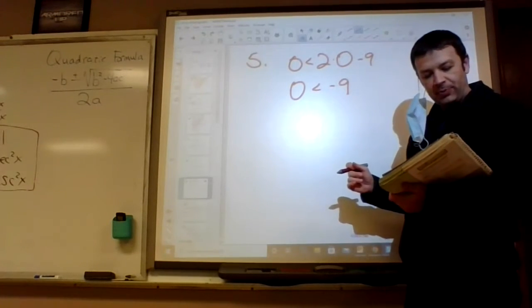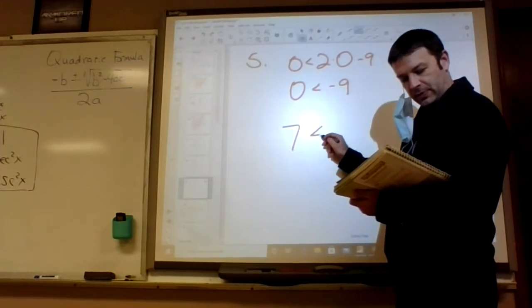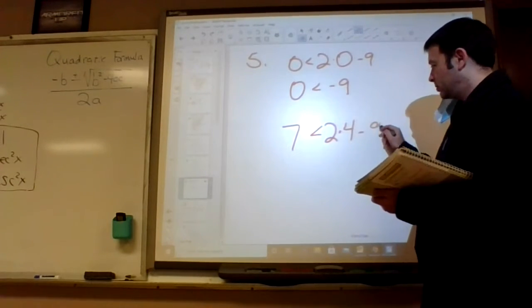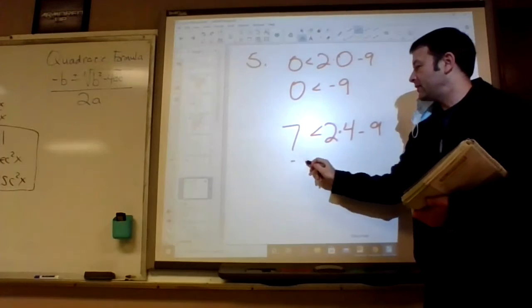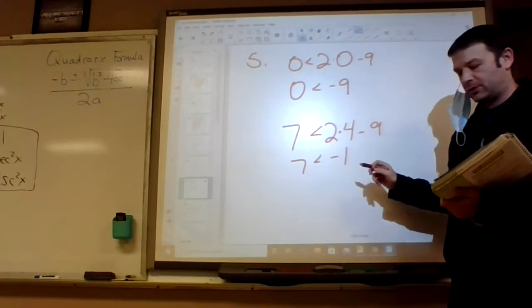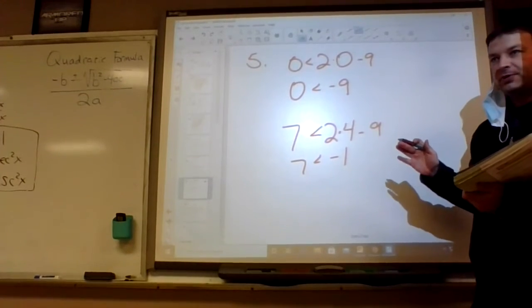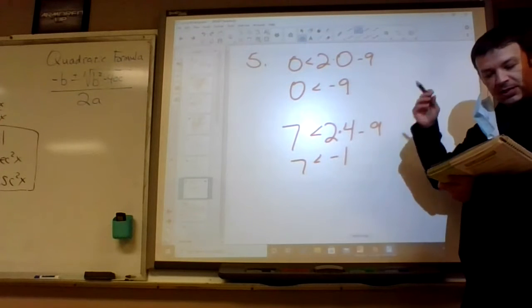For B, if I plug in 7 and 4, 4 is the x. What's 2 times 4 minus 9? Negative 1. Is 7 less than negative 1? No. So don't put B. Some of these have like 2 or 3 answers, by the way, so you can't just find one and then skip on.